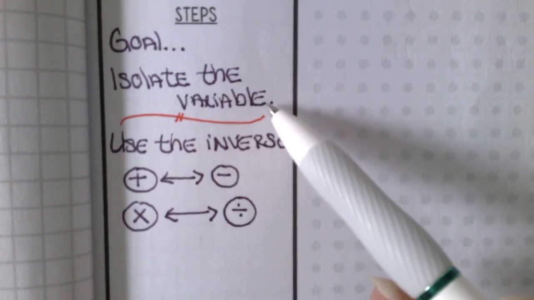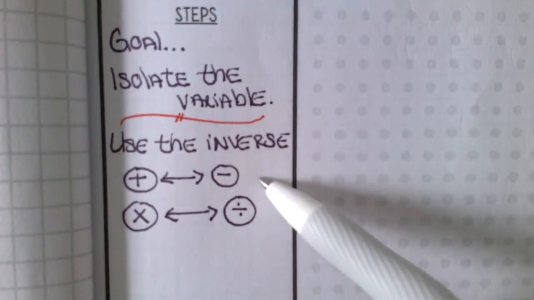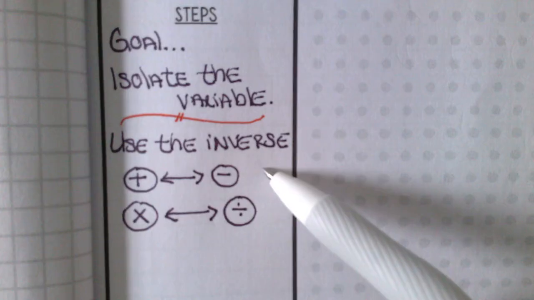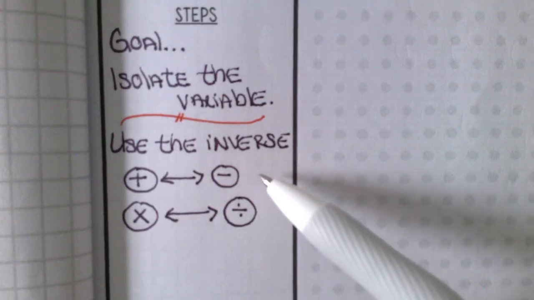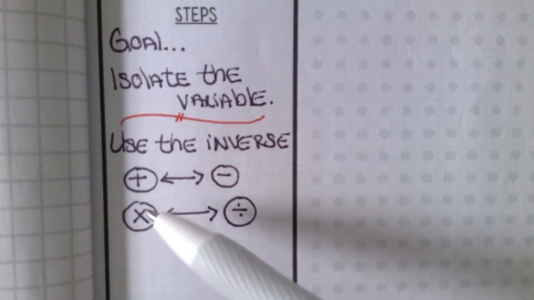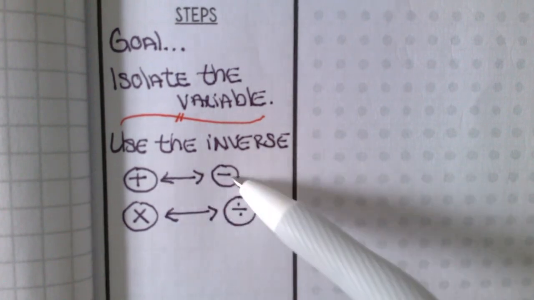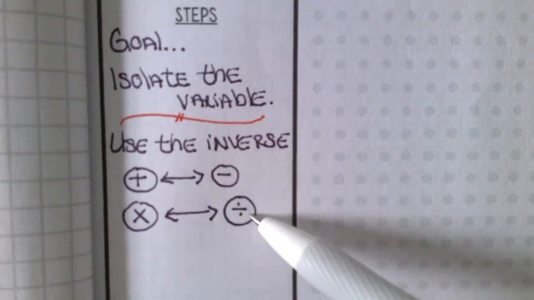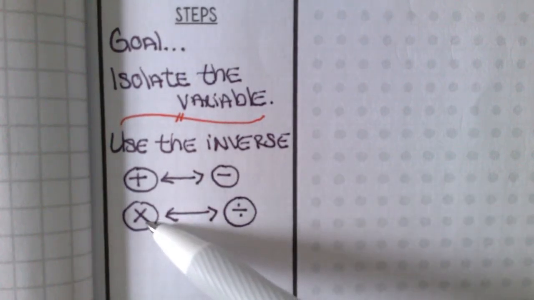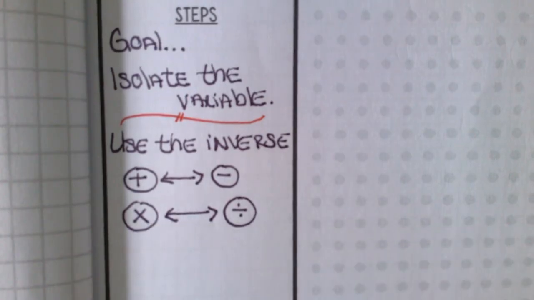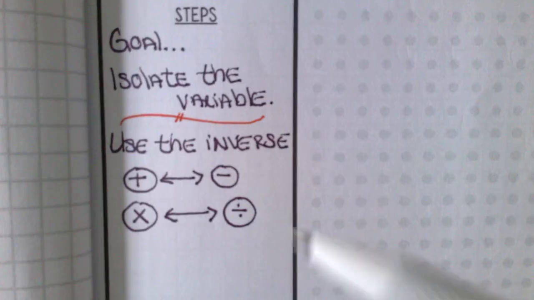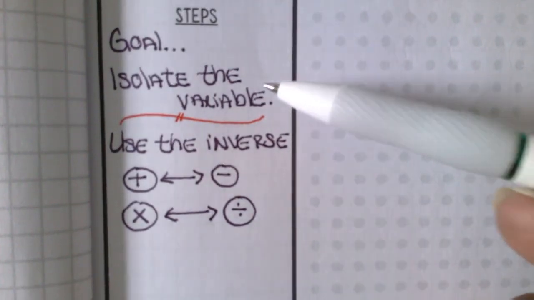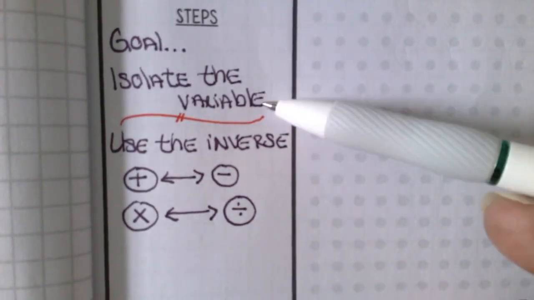And the way that we do it is we do what's called the inverse. The inverse is also known as your opposites. Like the inverse of addition is subtraction, and vice versa. The inverse of division is multiplication, and vice versa. So we have to do the inverse in order to reach our goal, which is isolating the variable.